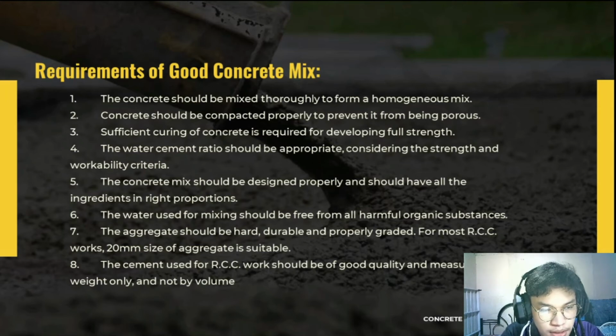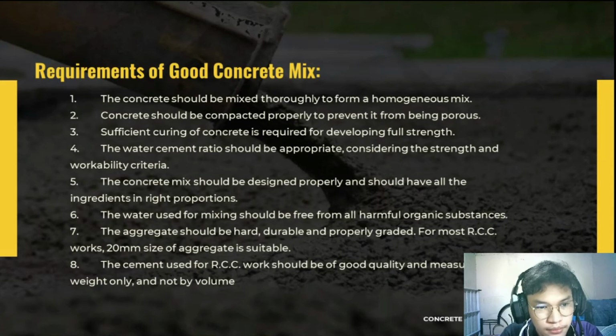So, number 6. The water used for mixing should be free from all harmful organic substances. So, to avoid unwanted chemical reactions, we should check the materials present in the water. So, dapat daw, tinitignan pa rin natin yung water na ihahalo natin sa concrete. Dapat wala itong mga unwanted materials. Kasi maaari itong magbunga ng chemical reaction na maaaring magpasama sa strength ng concrete.